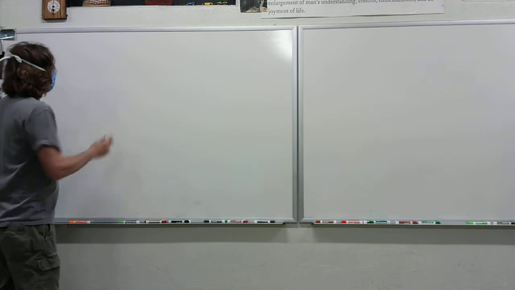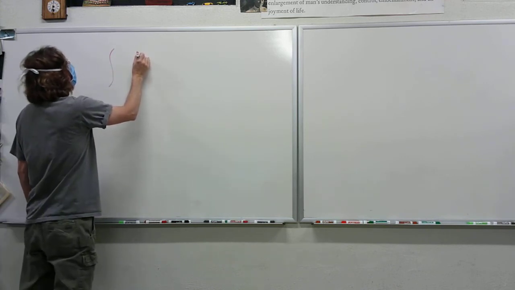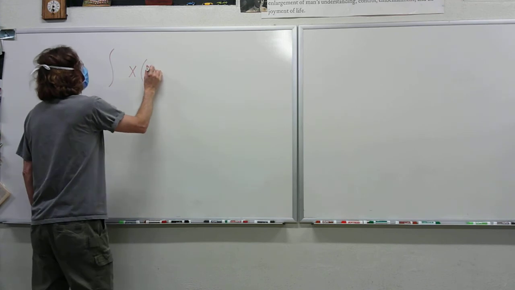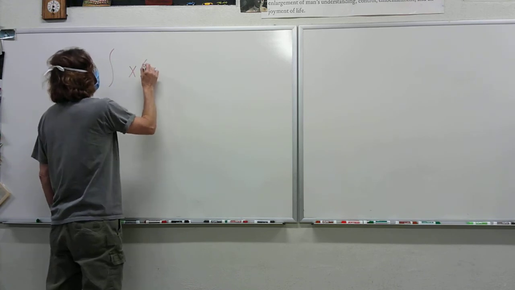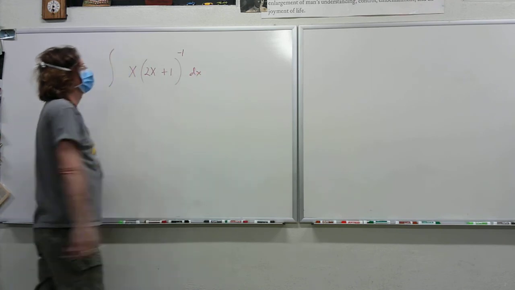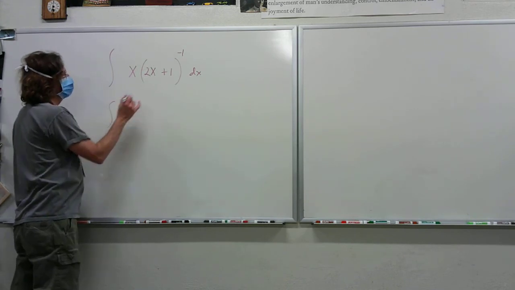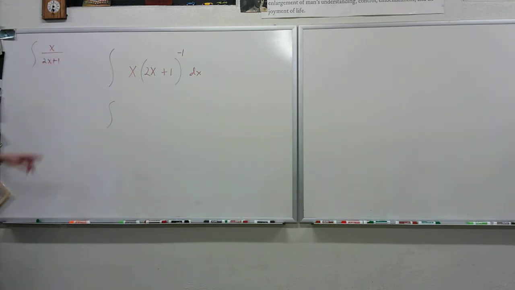I have the integral of x times, let's put x, you don't have to mess them up too bad, 2x plus 1 to the negative 1 dx. How are you going to rewrite that? Well, it really started out as x over 2x plus 1. And I'm trying to think, this is my u right here, right?